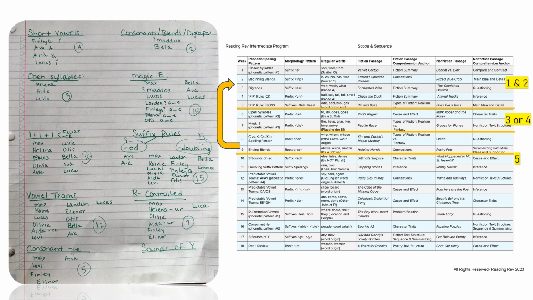So looking at this scope and sequence, notice that week 1 through 5 and week 8 and 9 are all short vowel closed syllable patterns. So within closed syllables, I have all of these different little nuance and spelling patterns or phonetic patterns, but I'm not going to spend a whole week on each one of those. Instead, I'm going to do a more consolidated review.